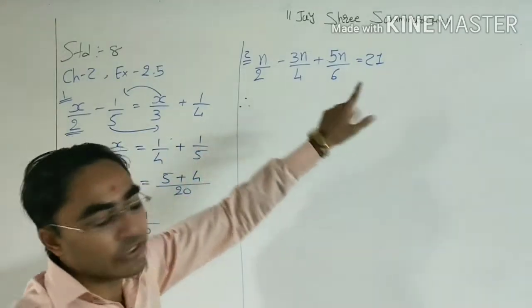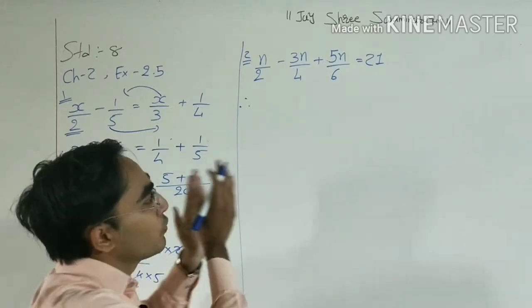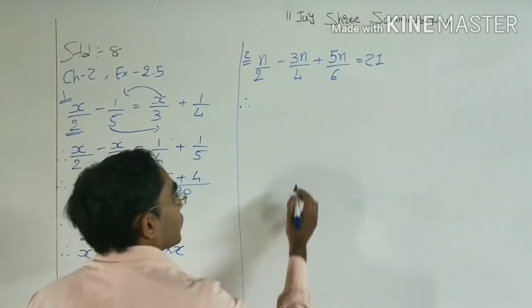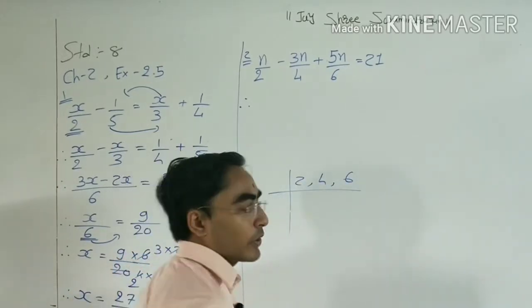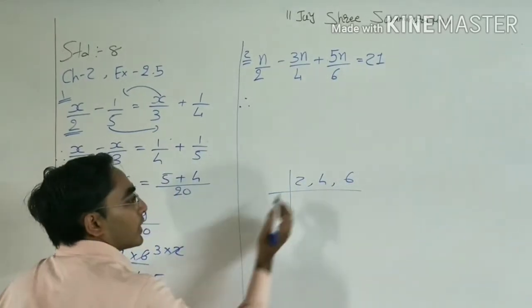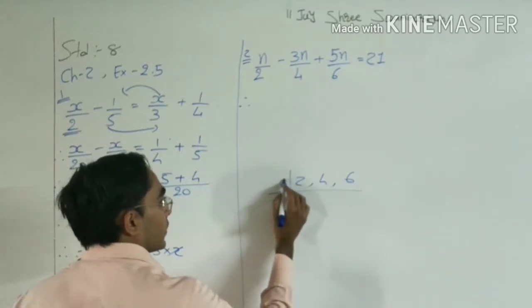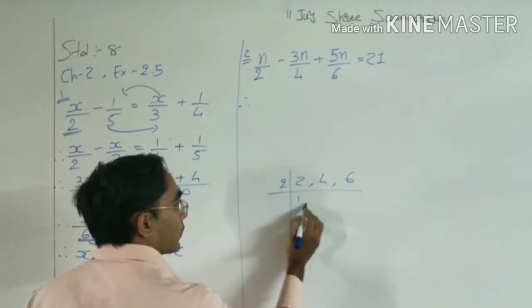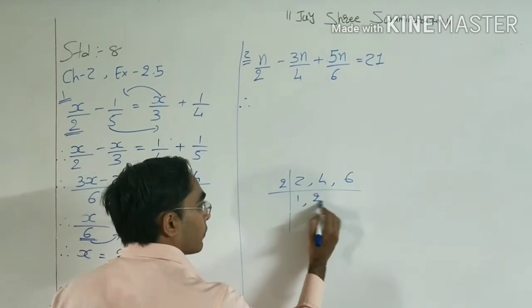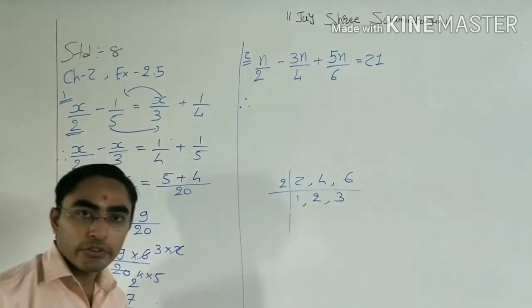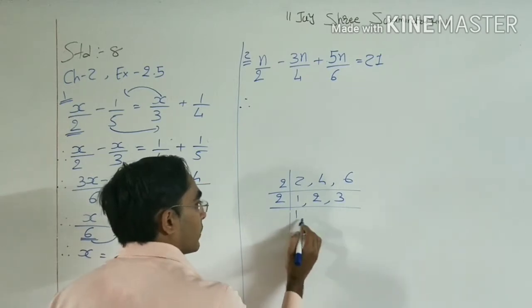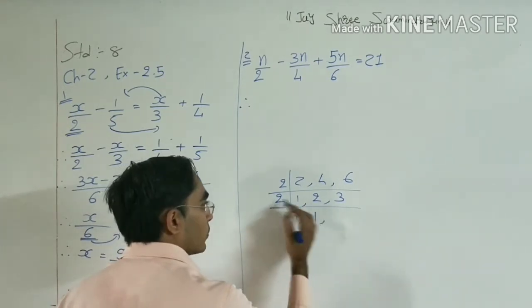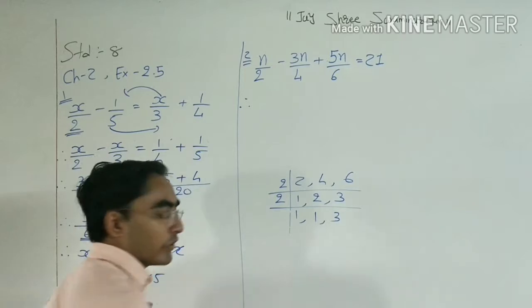So 2, 4 and 6. LCM of 2, 4 and 6. First of all, find the LCM. If you directly know it, then you can write it. Otherwise you can use this method. Here 2 1s are 2, 2 2s are 4, 2 3s are 6. Then we use 2, 1 as it is. 2 1s are 2, again 3 as it is.